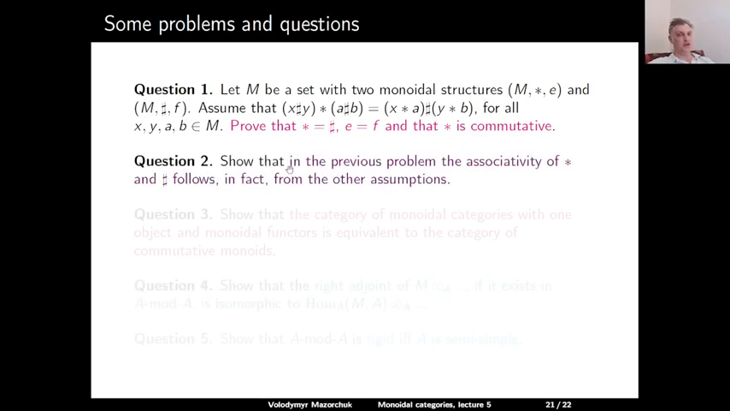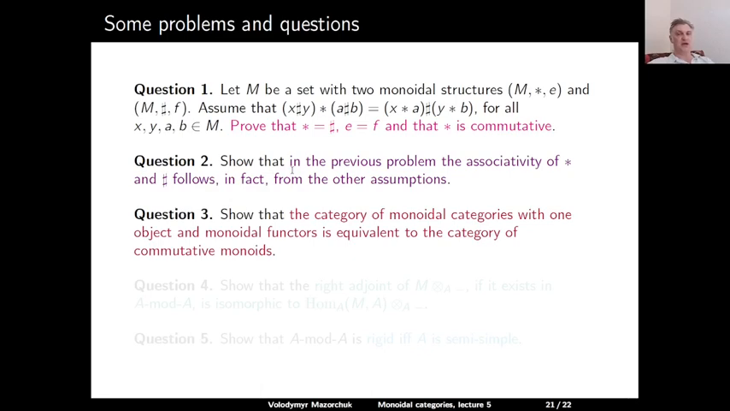Question 2. Show that in the previous problem, already the associativity of star and sharp follows, in fact, from all other assumptions. We do not need to assume (M, star, E) and (M, sharp, F) to be monoids. So we don't need to assume the associativity of the binary operations star and sharp. Question 3. Show that the category of all monoidal categories with one object and monoidal functors is equivalent to the category of commutative monoids.